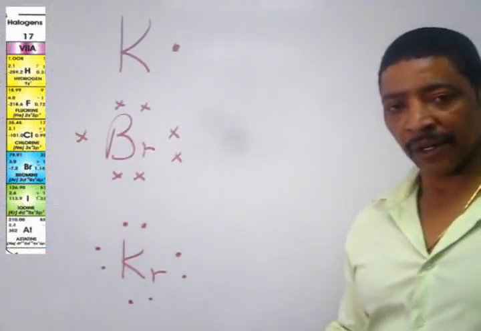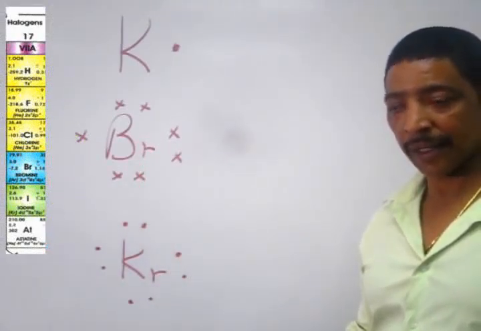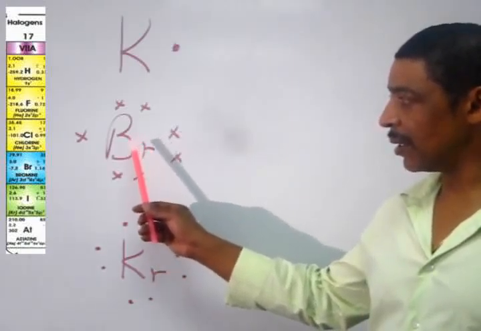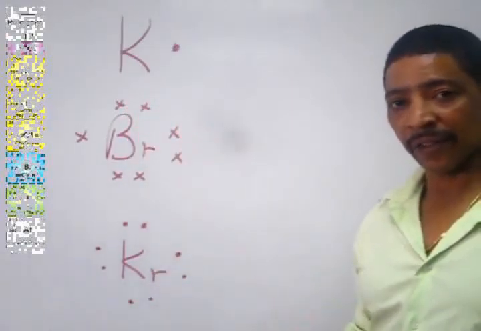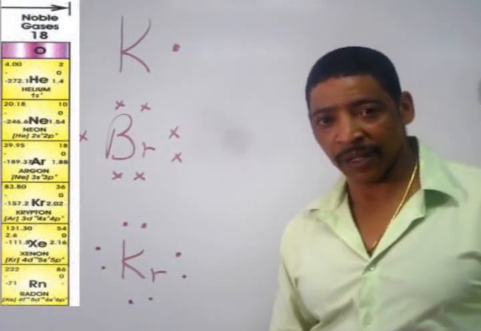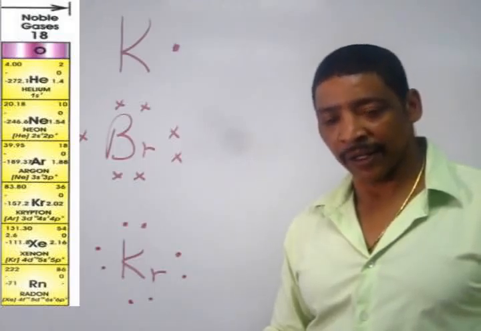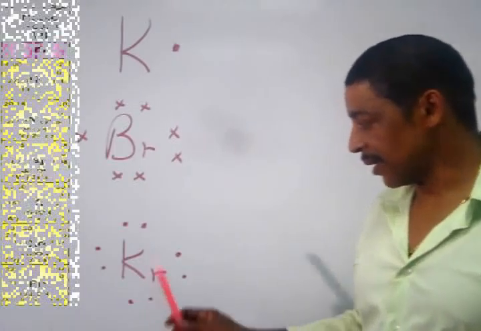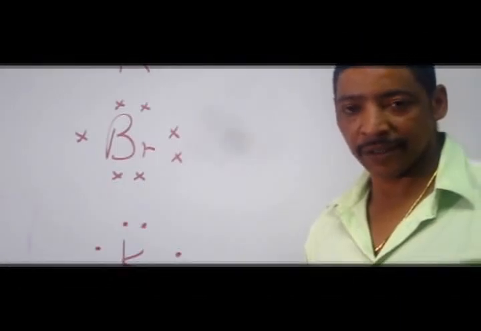Br is located in group 17, or 7A. Br will possess 7 valence electrons. And Kr, which is located in the noble gas column, group 8 or 18, will possess 8 valence electrons.